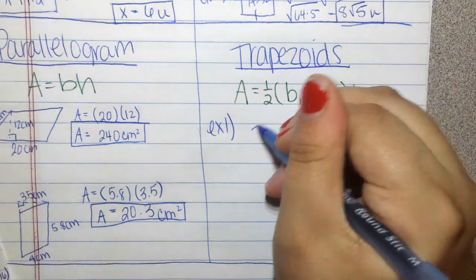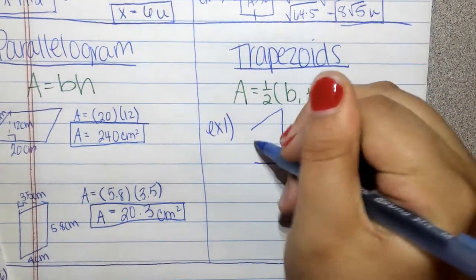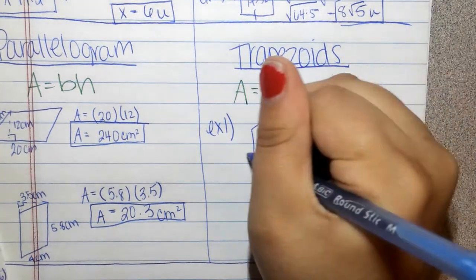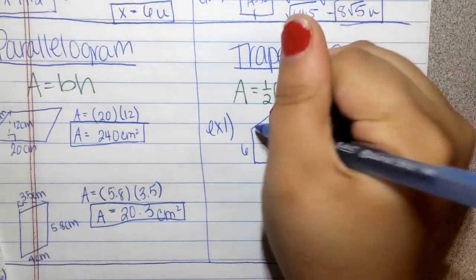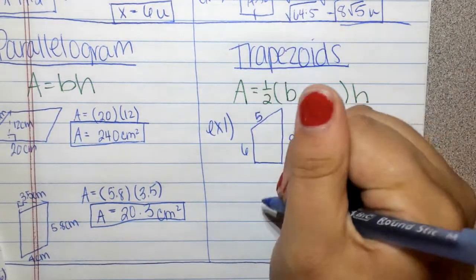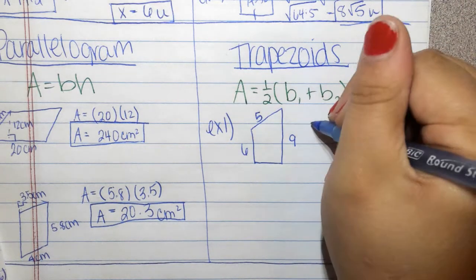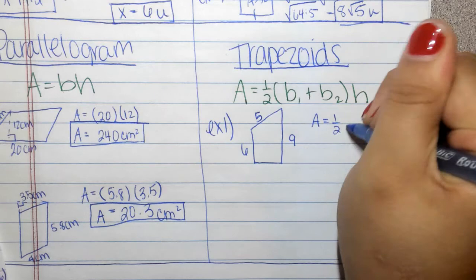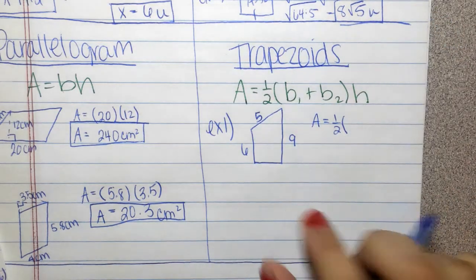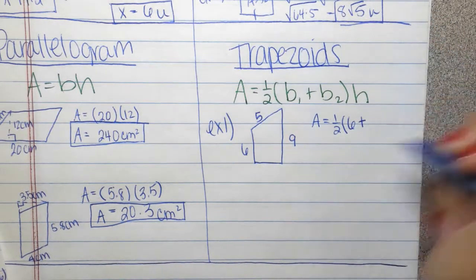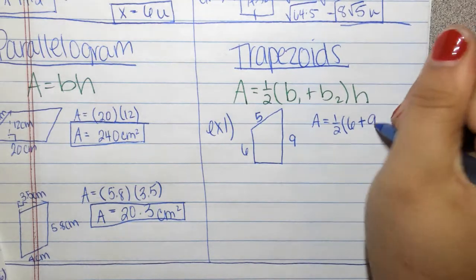So for example 1, if I have a trapezoid, my area equals 1/2. My base 1 would be 6. And it doesn't matter which one's which. My base 2 is 9.